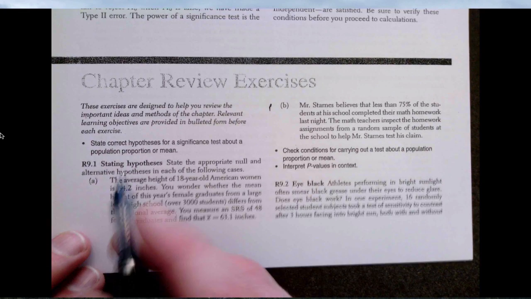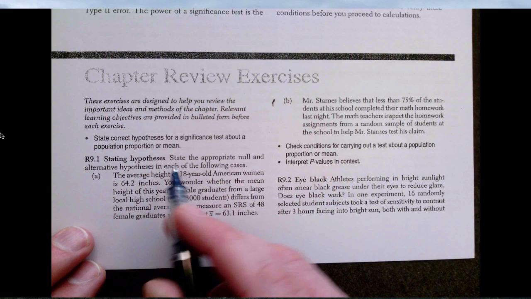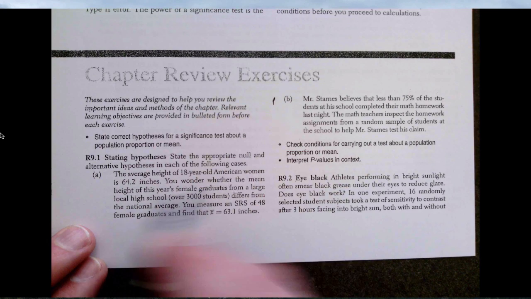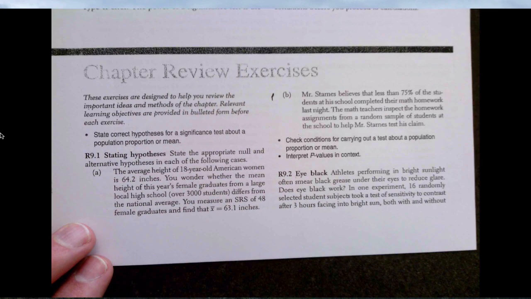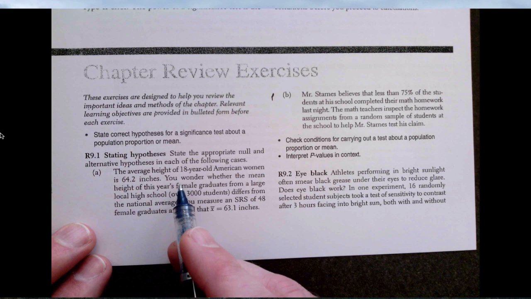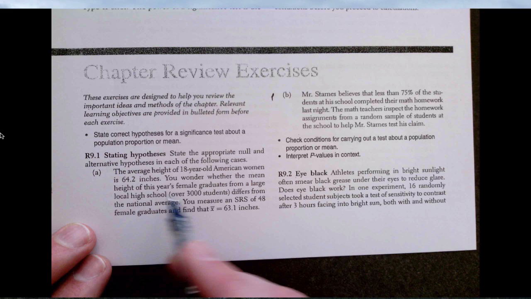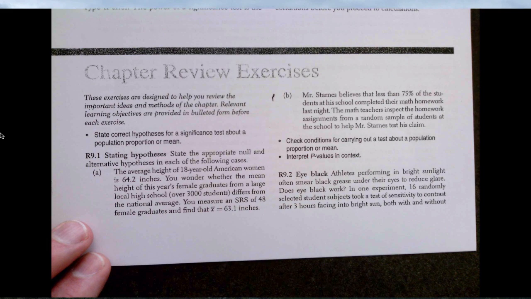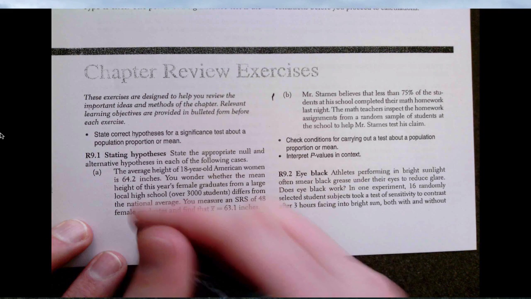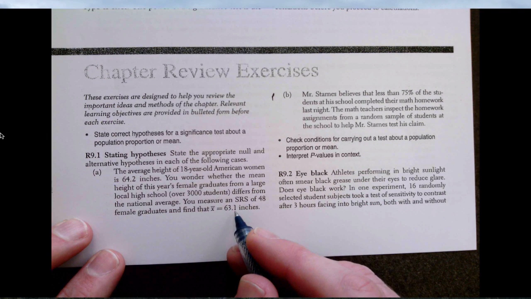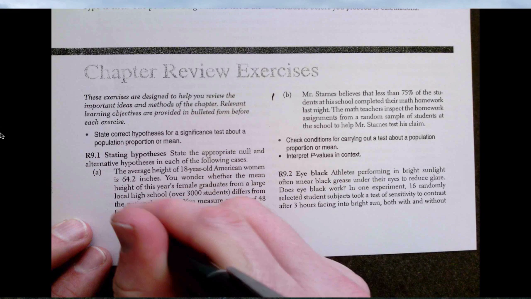First it says state the hypotheses, and it says state the appropriate null and alternate hypotheses in each of the following cases. It says the average height of 18-year-old American women is 64.2. You wonder whether the mean of this year's female graduates from a large local high school differs from the national average. So differs just means not equal to. It does not mean we assume it to be lower or higher. So you measure an SRS of 48 and find X bar is 63.1, which doesn't help us set up our null.